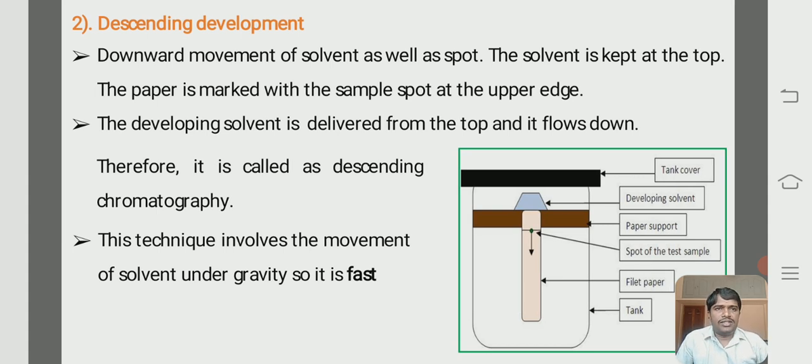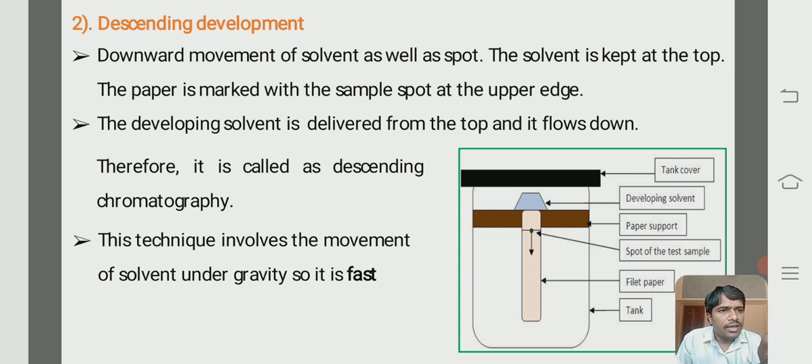Descending development. In this case of descending development, the downward movement of the solvent as well as the spot takes place. The solvent is kept at the top. You can see the solvent is kept at the top. The paper is marked with the sample spot at the upper edge. The developing solvent is delivered from the top and it flows down.